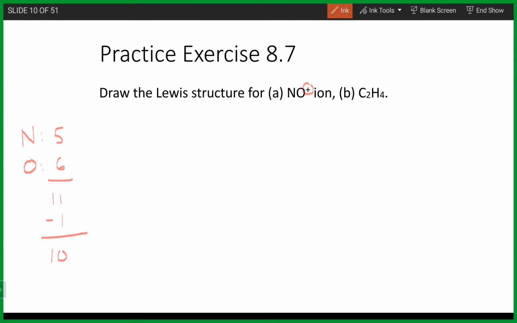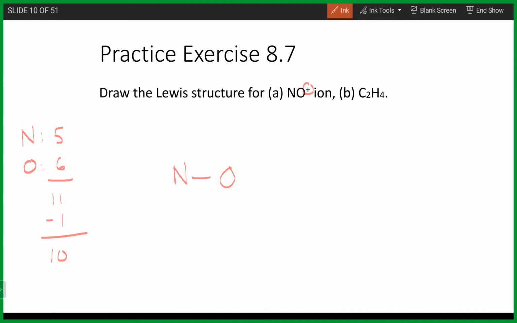And for this one, we don't really need to worry about what the central atom is at all, just because we've only got 2 atoms. So we'll just do nitrogen, oxygen, and then we can do a single bond. And from this point, think about it, we've got 10 electrons to use. That single bond now uses 2.